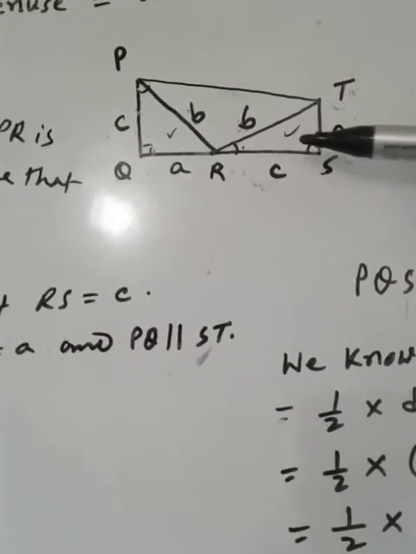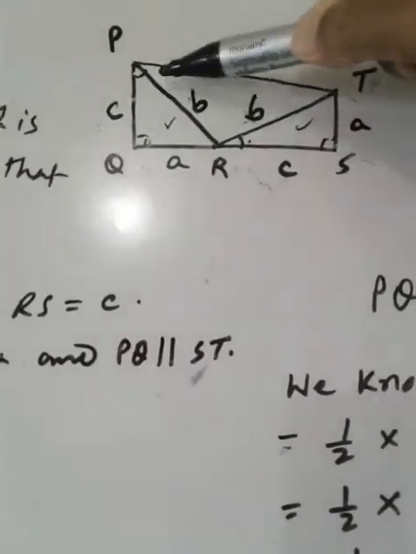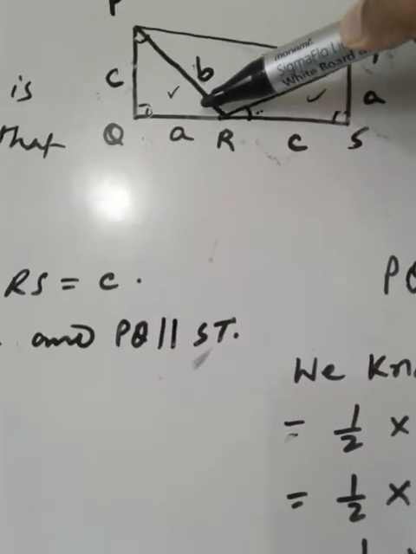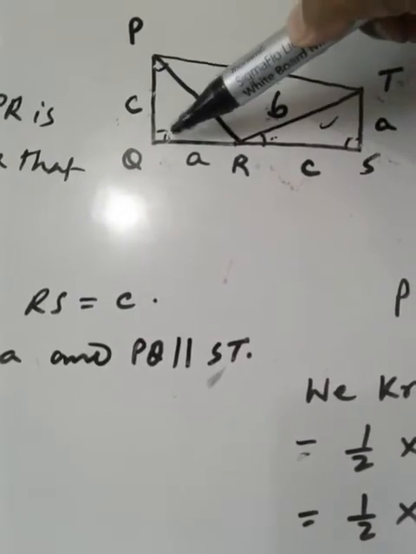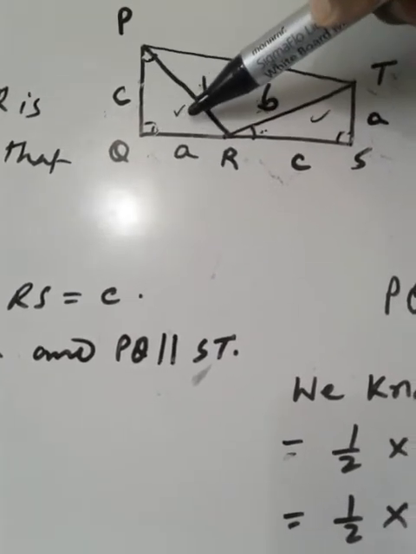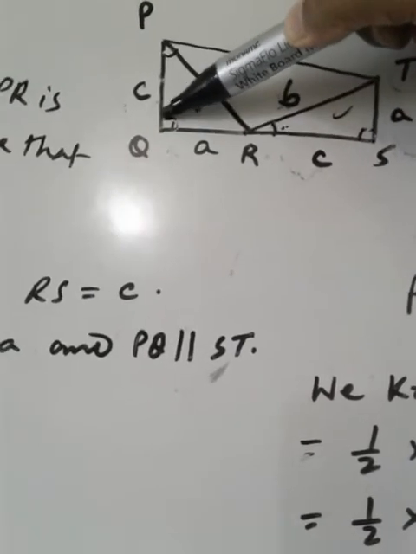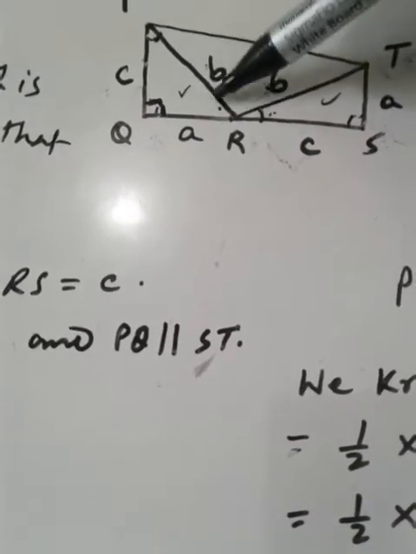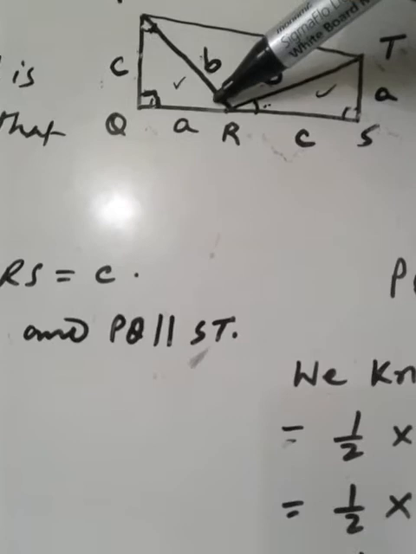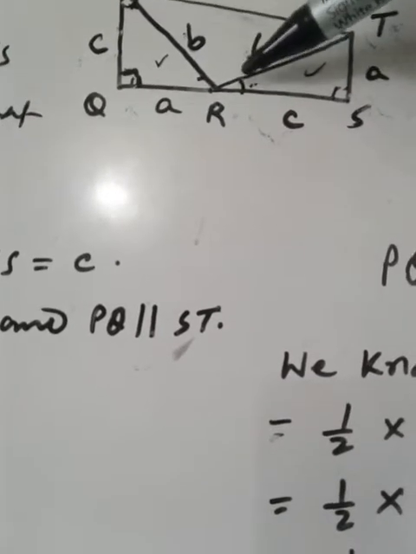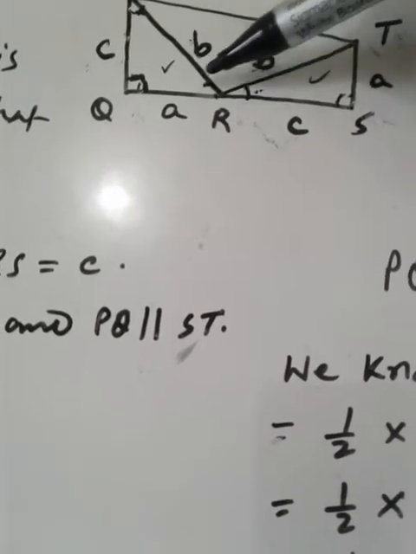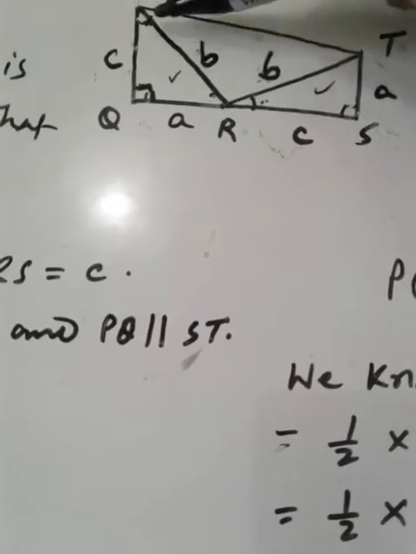Now you have to see the figure. We know that the sum of these three angles equals 180 degrees, and this angle is 90 degrees. If this angle is 90 degrees, therefore the sum of these two angles is 90 degrees. As this angle equals this angle, this plus this equals 90 degrees.